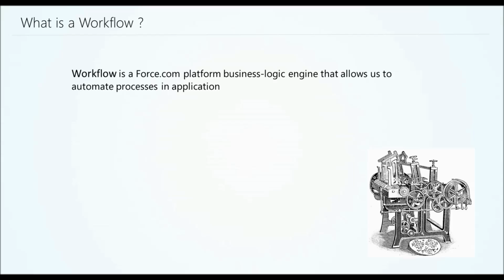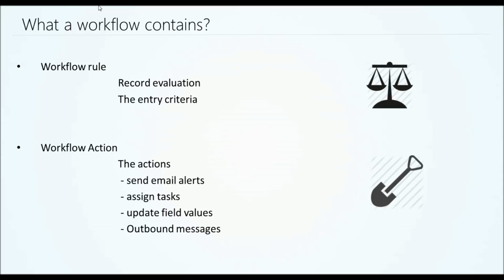So now we can go to the working of workflow, and what all things come under workflow. The basic things coming under workflow are the workflow rule and the workflow action. A workflow rule means some conditions that should be met for firing the workflow, and workflow action means what we want to perform.